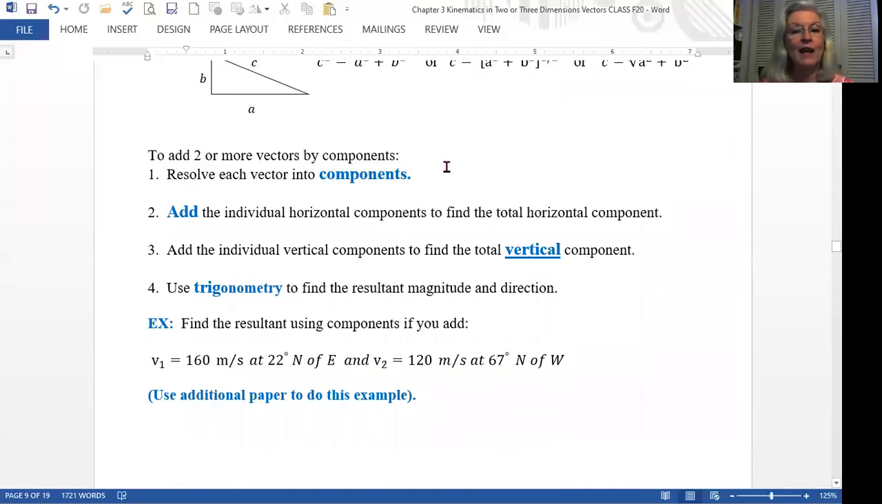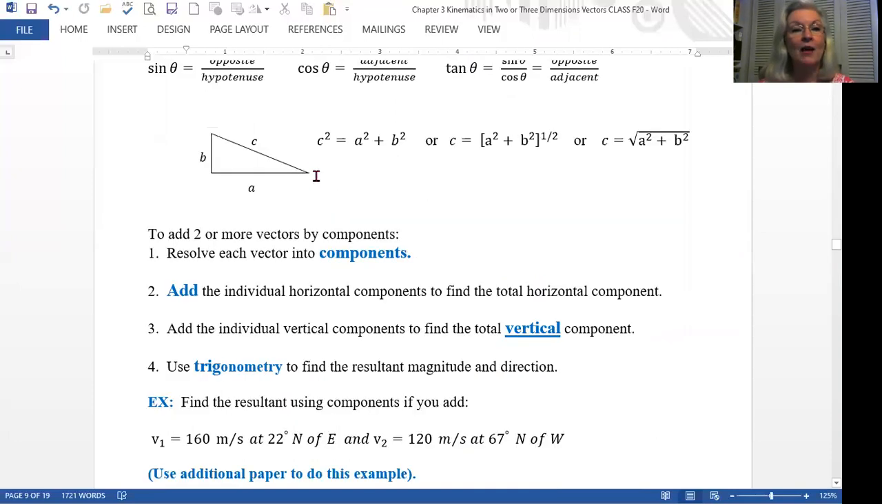To add two or more vectors by components, the first thing you have to do is break each vector up into its parts, into its components. What do I mean by that? If you think of a vector as being the hypotenuse of a right triangle, what we need to know is what is A and what is B. We want the parts that make it up. I'll show you how to do that.